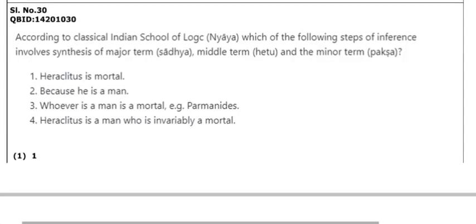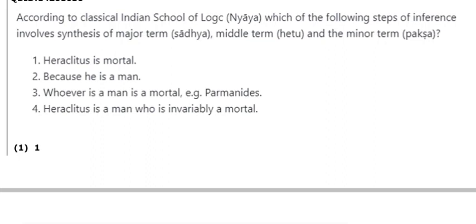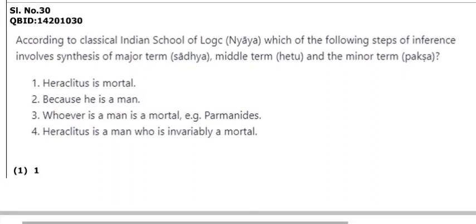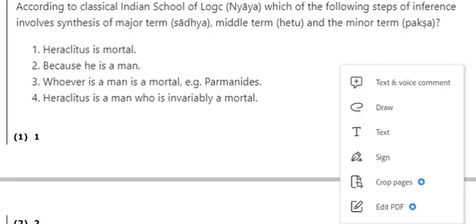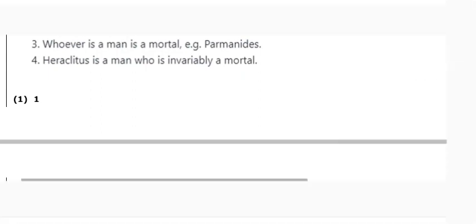Next, 30 is saying, according to the classical Indian school of logic Nyaya, which of the following steps of inference involve synthesis of major term sadhya, middle term hetu, and the minor term paksa? Heraclitus is mortal because he is a man. Whoever is a man is a mortal, for example, Parmenides. Heraclitus is a man who is invariably a mortal. Question number 30, correct answer will be what? Heraclitus is a man who is invariably a mortal.